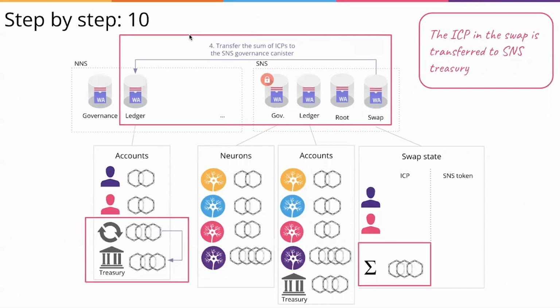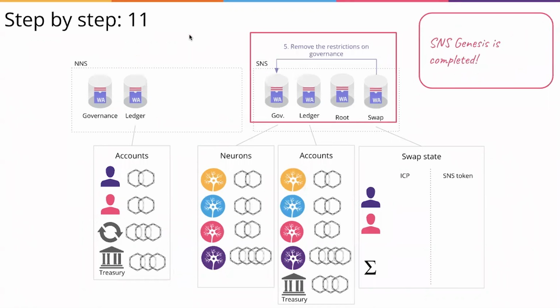And then lastly, the ICP in the swap is now transferred to the SNS treasury. You can see here on the left-hand side, the transfer to the treasury. The actual flow is from the swap canister into the NNS ledger. And now we see that there are no tokens left in the swap canister.